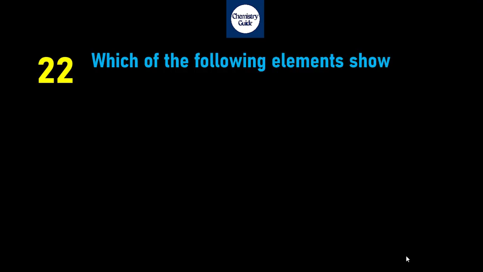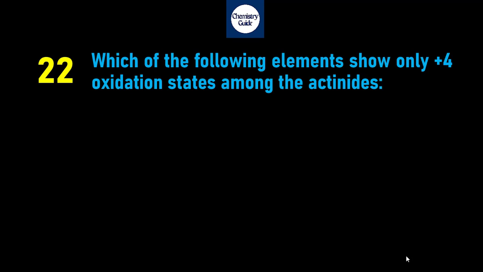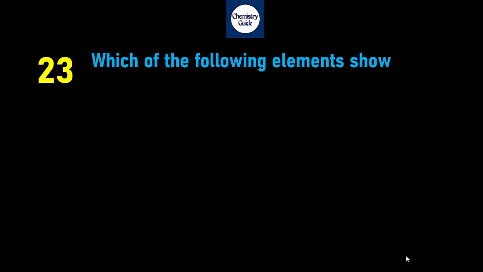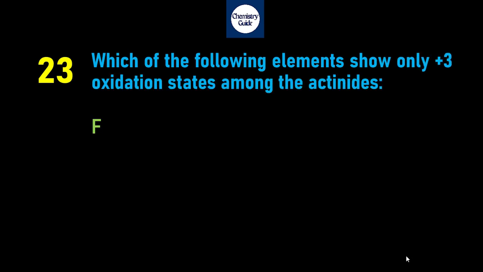MCQ number 22. Which of the following elements show only +4 oxidation state among the actinides? Ac, Th, Am, U. So the right answer is Th. Only thorium has +4 oxidation state among these actinides. If we observe thorium, it has +4 oxidation state, while others don't have +4 oxidation state. MCQ number 23. Which of the following elements show only +3 oxidation state among the following actinides?